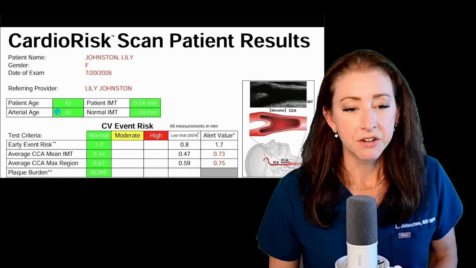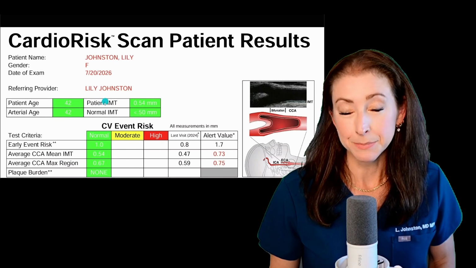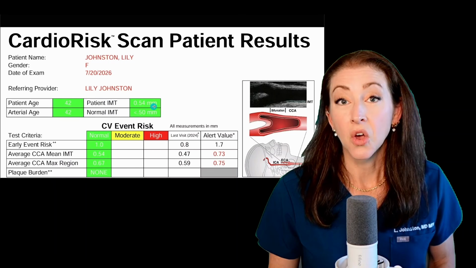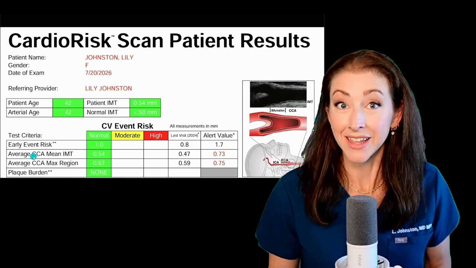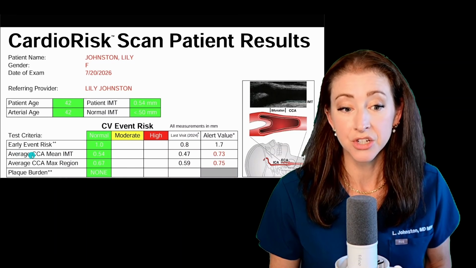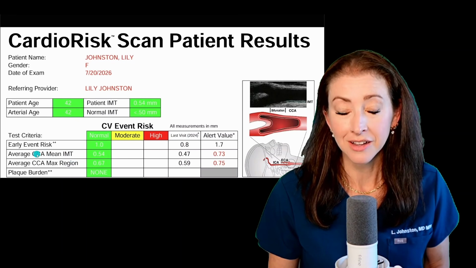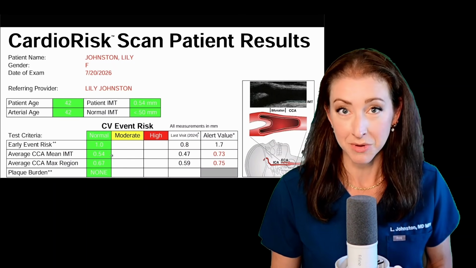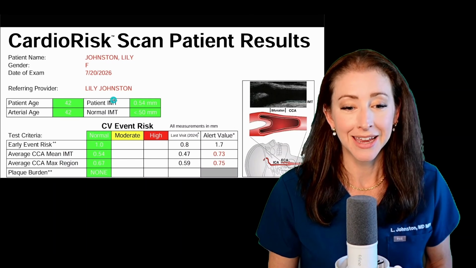So arterial age is actually derived from the next number in the top right of this box that says patient IMT, 0.54 millimeters. That is also the same number from the second row down in the next table that says average CCA, common carotid artery, mean or average, IMT, 0.54. So this is the IMT number that came from those 600 measurements we talked about from those pictures, okay? That's the same as patient IMT.